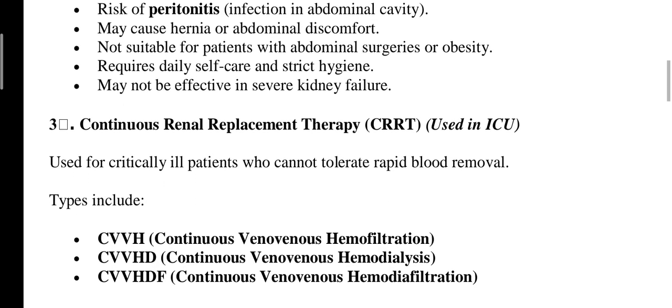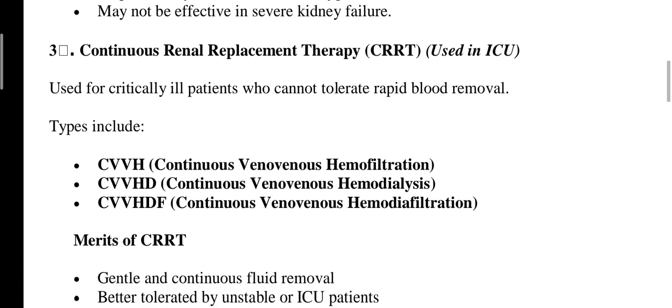And the next one is continuous renal replacement therapy. This is a new, modern technique for dialysis. Used in the ICU, intensive care unit. Used for critically ill patients who cannot tolerate rapid blood removal. That's why we use continuous renal replacement therapy. It includes three subtypes: continuous veno-venous hemofiltration, continuous veno-venous hemodialysis, and continuous veno-venous hemodiafiltration.